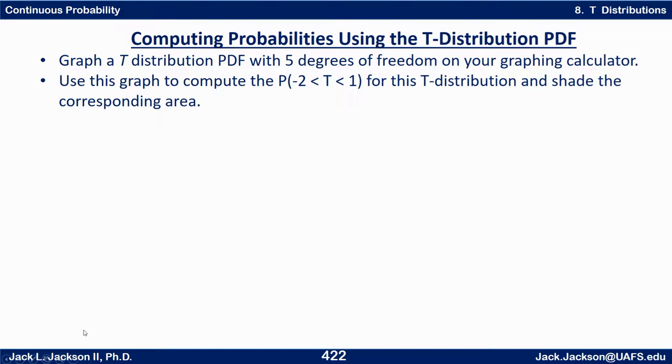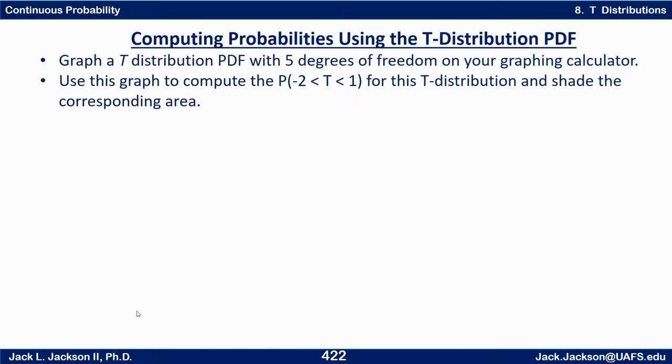So let's first do this. Let's graph a t-distribution PDF with 5 degrees of freedom on your graphing calculator and use the graph to compute the probability that this t value, your x value, I'll call it t in this case, is between -2 and 1 for this particular one, and shade the corresponding area under the PDF graph.